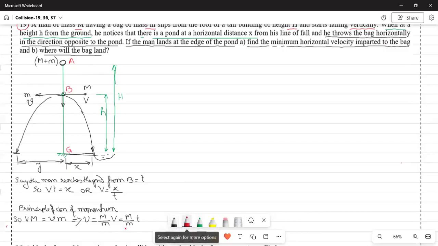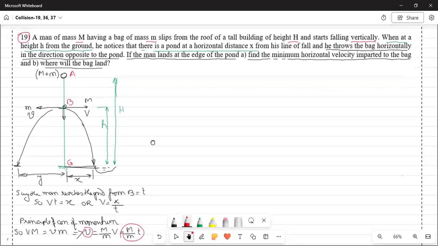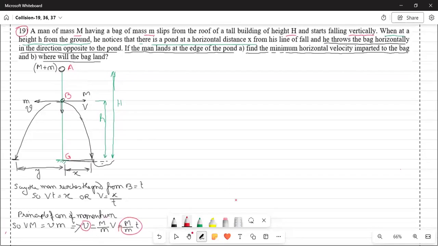So this is one observation. The velocity of the bag is capital M by small m multiplied by t. That means capital M and small m are given. T is the time the bag needs to fall from point B to the ground. This time we have to find out. How do we find this time?